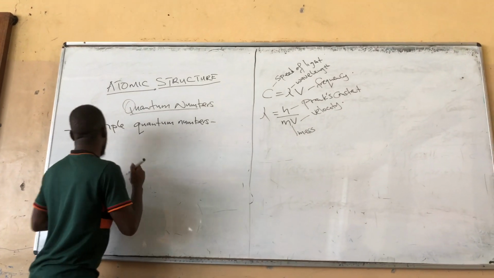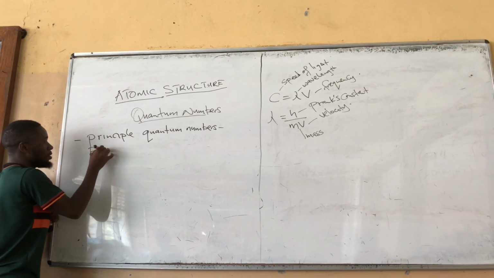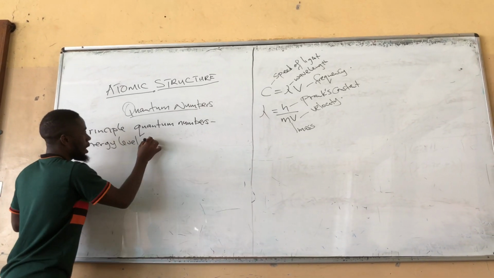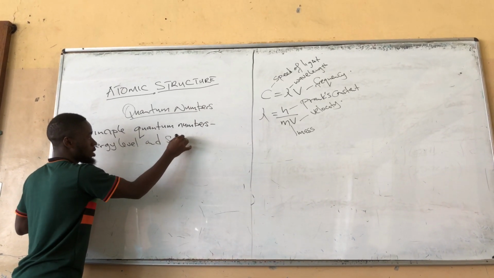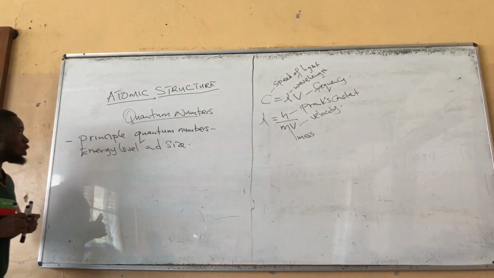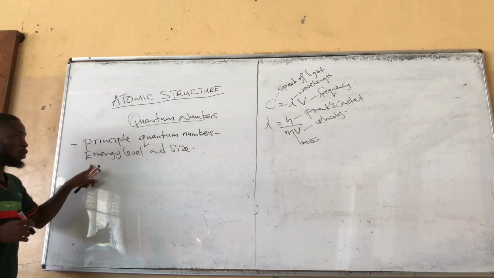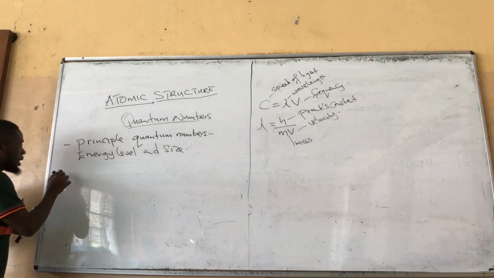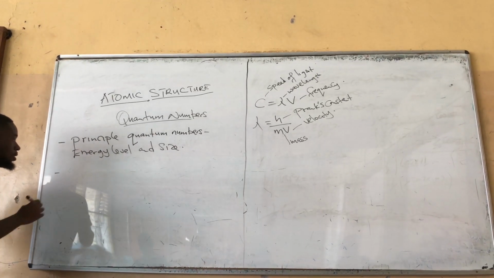So they describe the energy levels, and the what? And the size. So when you describe these principal quantum numbers, meaning they describe the energy level and the size. What about the second type of quantum numbers?